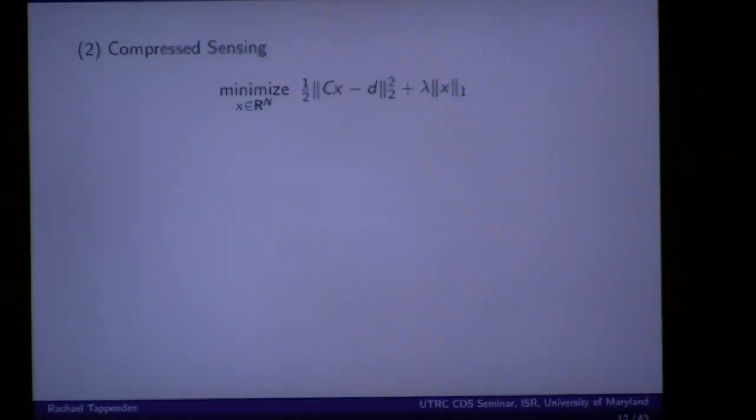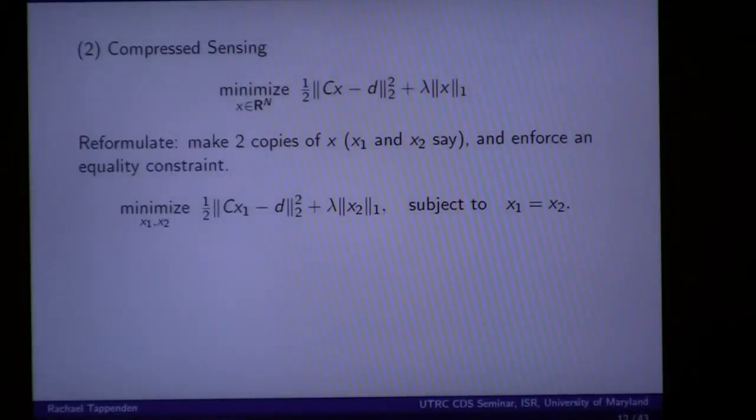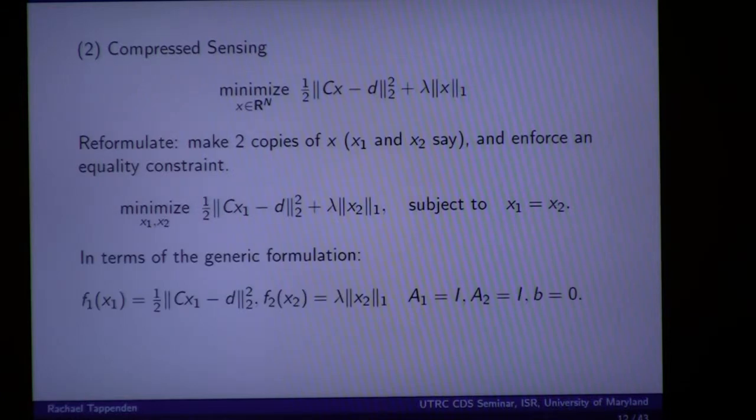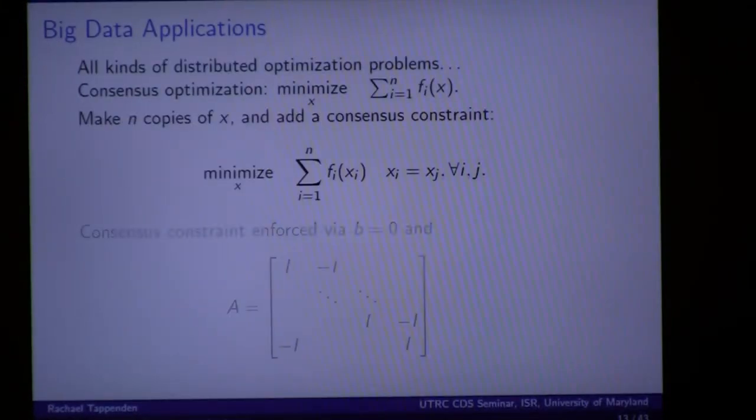You can go through a similar thing for compressed sensing problems. Again, what you've got is some kind of objective: in compressed sensing, you want to find a signal that satisfies some equations and has a small 1 norm, so you've got sparsity. Make your 2 copies, and then you've got these 2 functions, each depending on a separate variable. Okay, so here are these 2 applications.